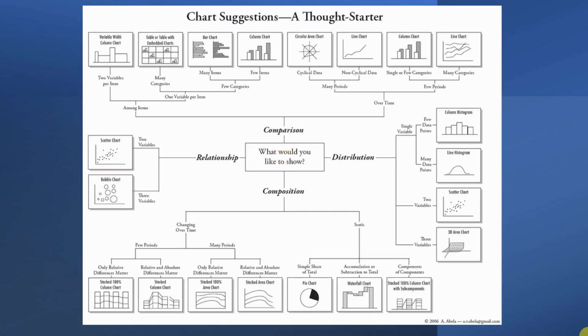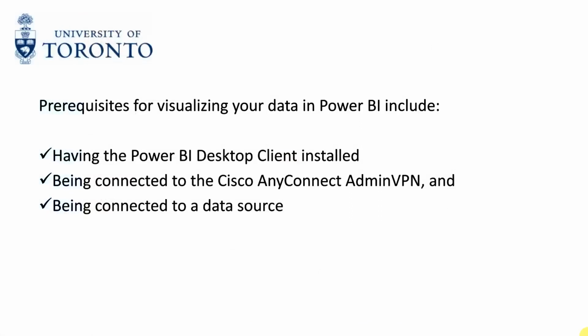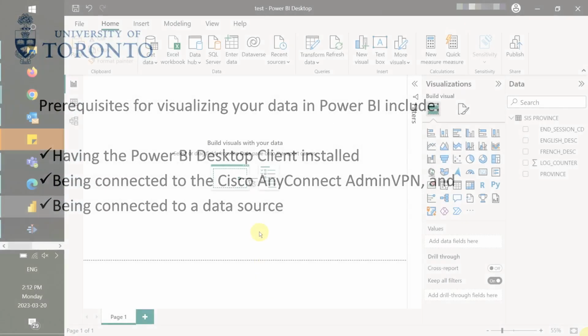Prerequisites for visualizing your data in Power BI include having the Power BI desktop client installed, being connected to the Cisco AnyConnect admin VPN, and being connected to a data source. We have a video linked below to help you connect to an Azure SQL database called Rosie Replica, which is a near real-time read-only copy of the Rosie production data.